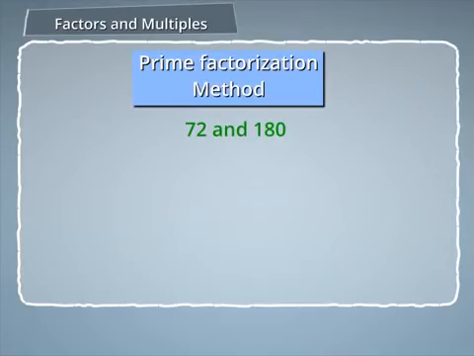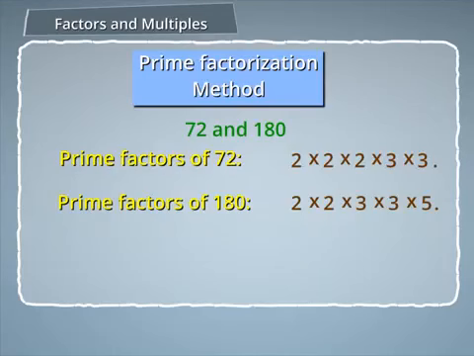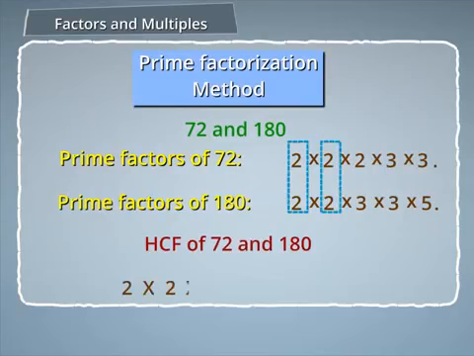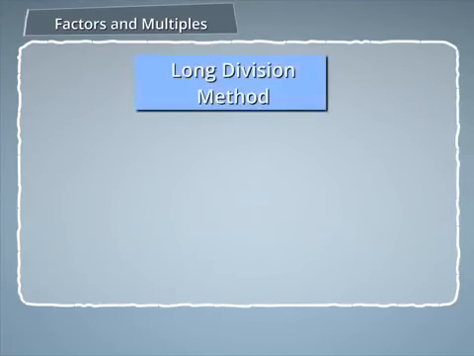We will take an example of 72 and 180. The prime factors of 72 are 2 into 2 into 2 into 3 into 3. Similarly, the prime factors of 180 are 2 into 2 into 3 into 3 into 5. Therefore, the highest common factor of 72 and 180 is 2 into 2 into 3 into 3, which is equal to 36. Now let us understand the long division method to find the HCF of two numbers.